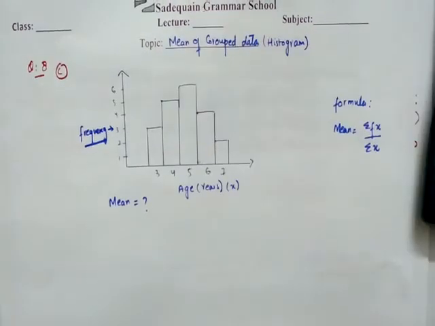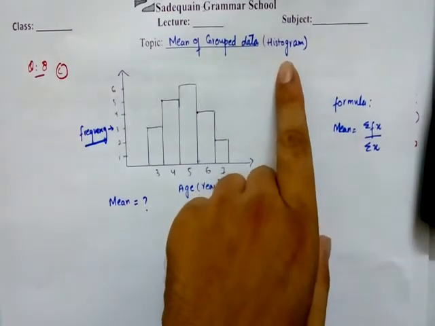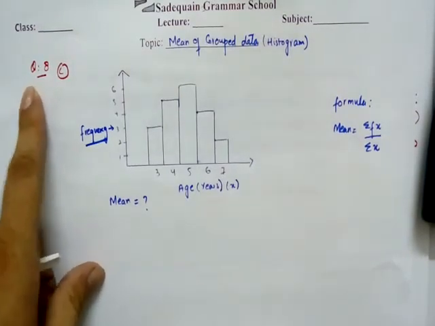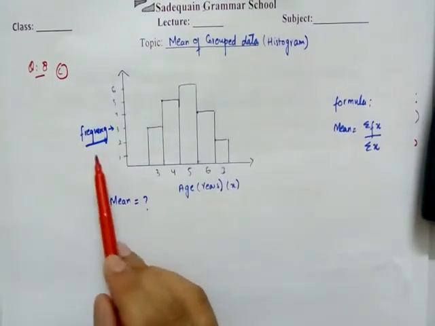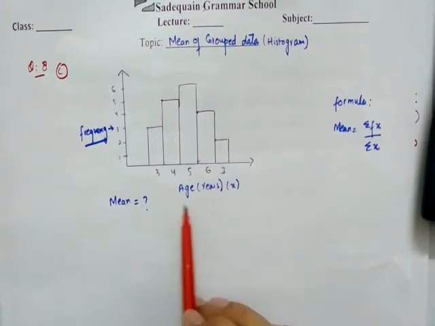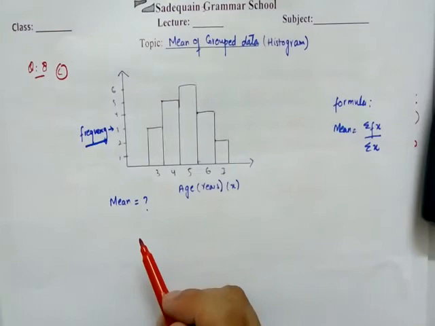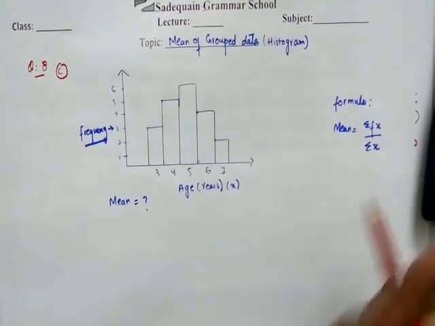Now this question is related to the mean of grouped data having a pictorial representation. That is, I am considering a histogram. That is question number 8C of the same exercise, and in this a histogram is given. On the y-axis they are giving us the frequencies and age in years on the x-axis. Now how to read that data? If you understand how to read the data, you can simply find anything you want to.